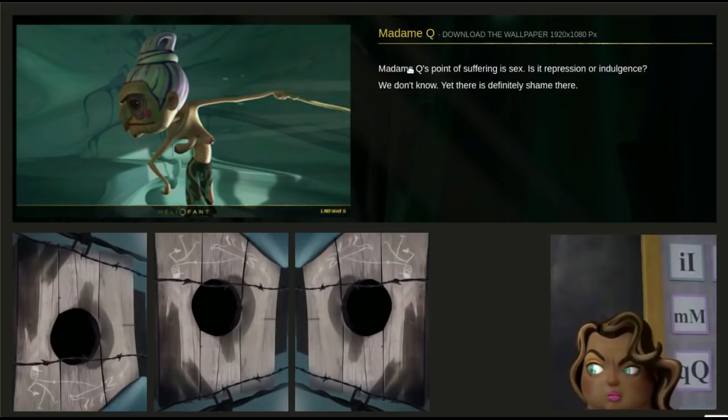And so she has this point of suffering. And notice they use the word point. Madame Q's point of suffering is sex. Why? Why talk like that?